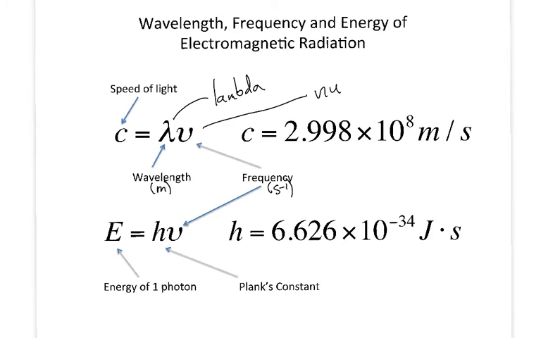And then the other equation that we need is that the energy of one photon of electromagnetic radiation is equal to a constant that we call Planck's constant times the frequency again. The units on the energy of the photon are always going to be in joules. Planck's constant has units of joules times seconds, and the frequency again needs to have units of seconds to the -1. So let's look at a couple examples.